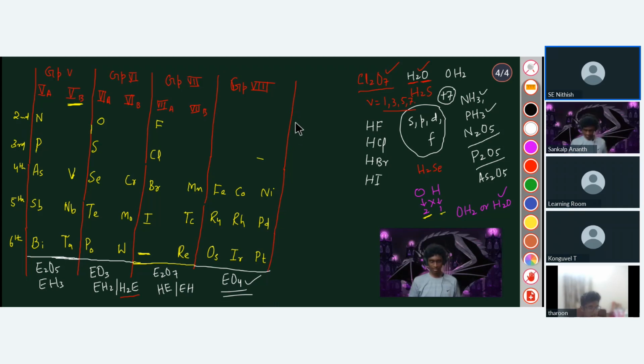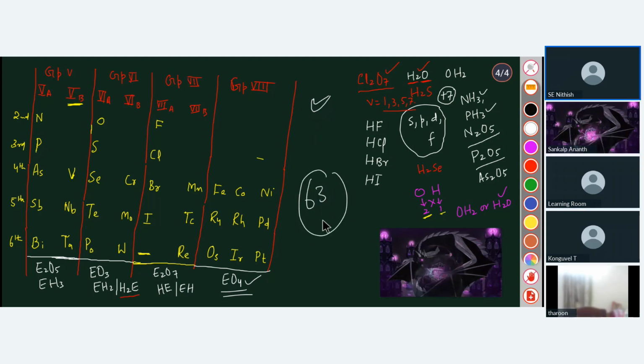Iron, cobalt, nickel, ruthenium, rhodium, palladium, osmium. So if you have made this periodic table in your notebook, can you count how many elements you have written down? Can you count? 1, 2, 3, 4, 5, 6, 7, 8, 9, 10. There should be only 63 elements.